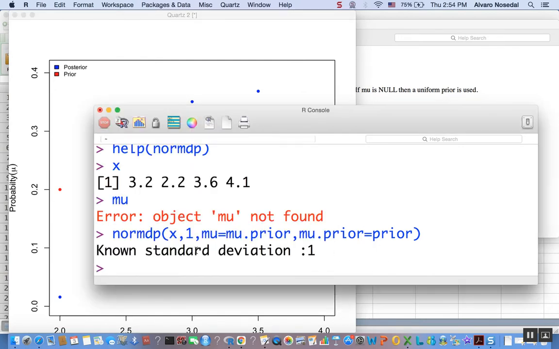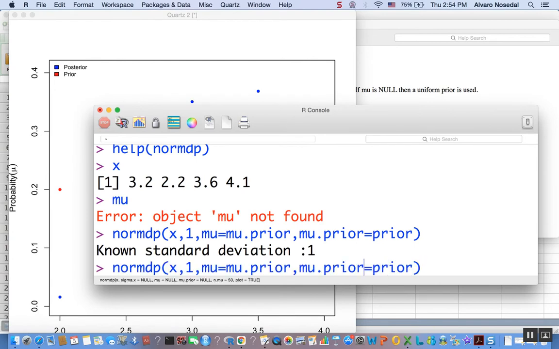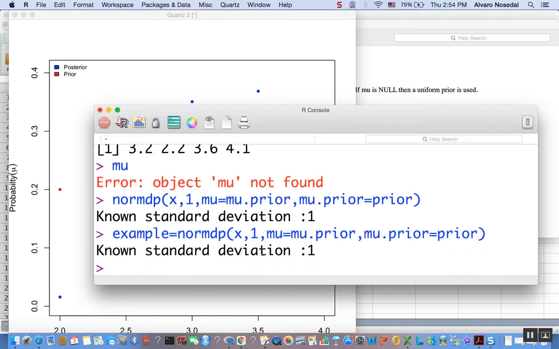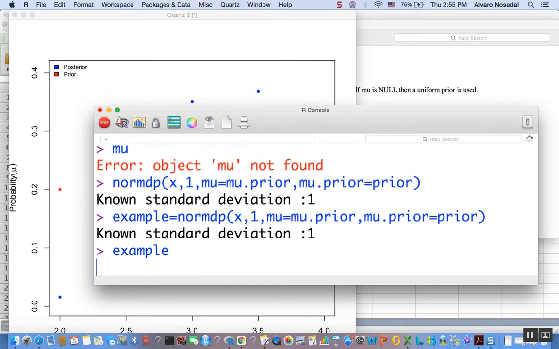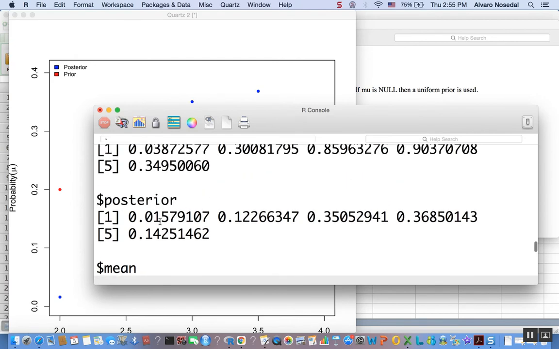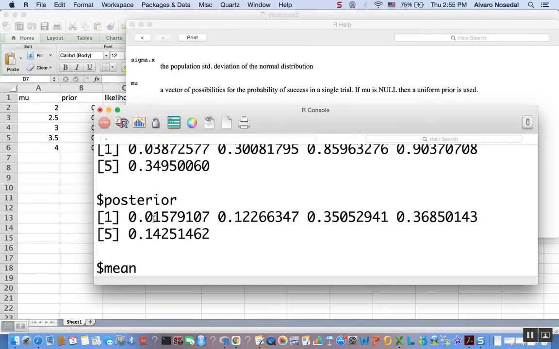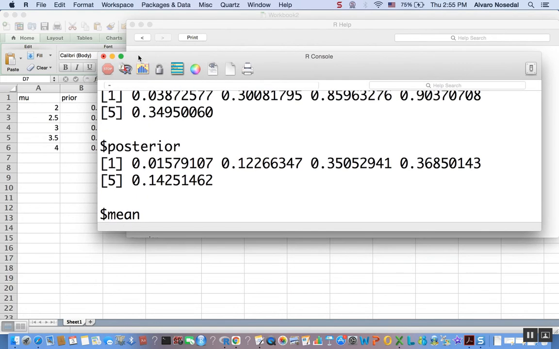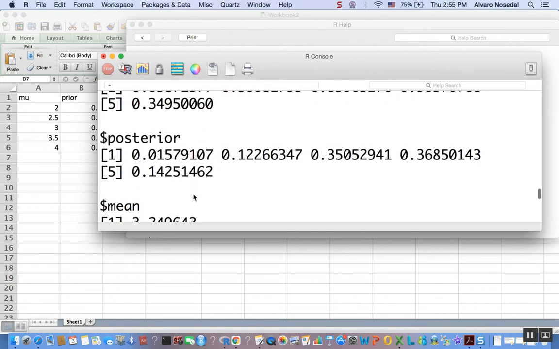But let me save this in an object called example, so we can see all the results. Okay, so that's the posterior: 0.015, 0.12, 0.35, 0.36, 0.14, right?